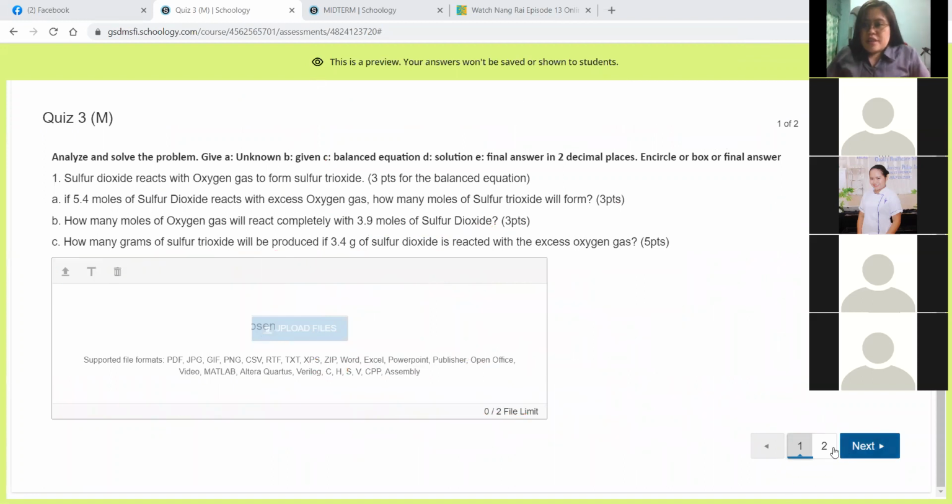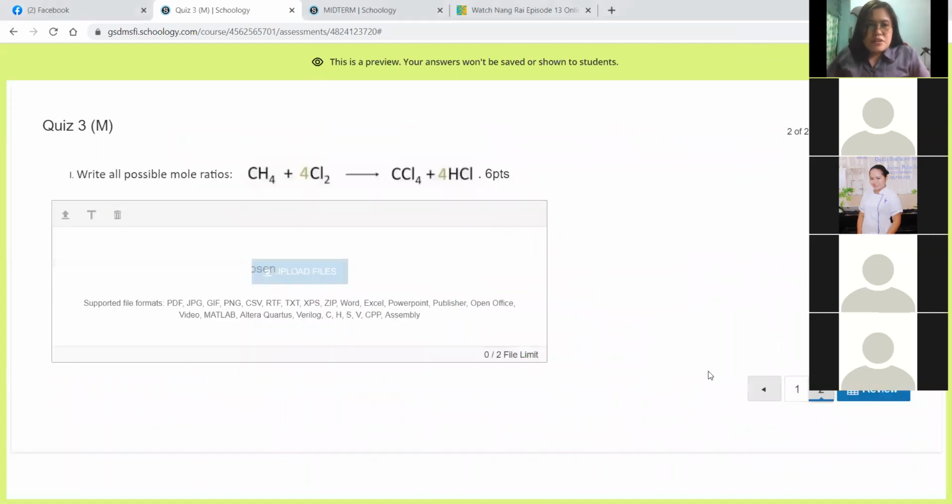Now, the second one is much easier because you will just write all the possible mole ratios here. So, how many mole ratios did you identify here? And did you check if this is already a balanced equation, correctly balanced? You check it. You have 1 C. Yes. Okay, 4 hydrogen, yes, check.